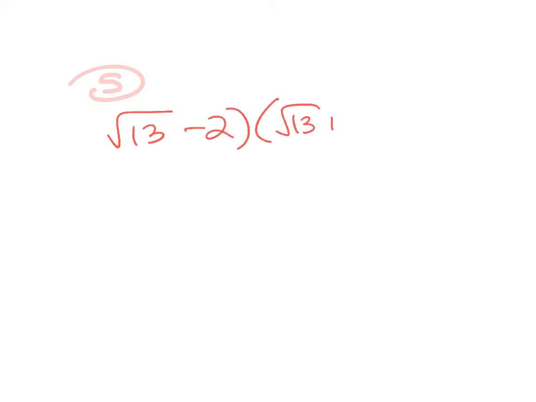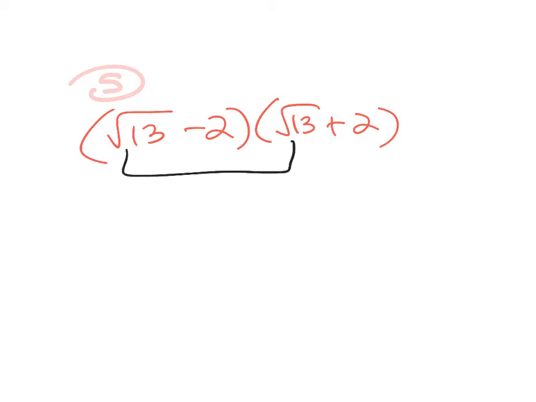Next one, I'm going to multiply two binomials. Square root of 13 minus 2, square root of 13 plus 2. Again, two binomials, I'm multiplying them, I'm FOILing. However, those of you who are really good and realize that these are conjugates, really all you have to do here is first and last. However, I will do the whole FOIL process for you.